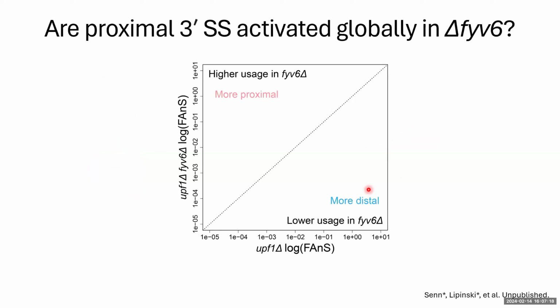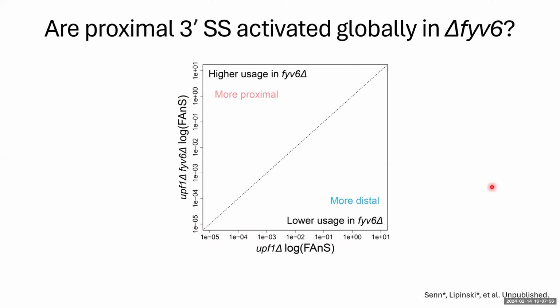Now we can plot our calculated FANS values where the FYV6 is present on the x-axis and absent on the y-axis. And when the FANS values are equal between presence and absence of FYV6, we would expect the points for FANS values to cluster along the dotted line. However, if usage is higher in the FYV6 deletion, we would expect that the FANS values would be on the top portion of the dotted line. And if the junctions were less frequently used in the deletion, they'd be on the lower portion of the line.